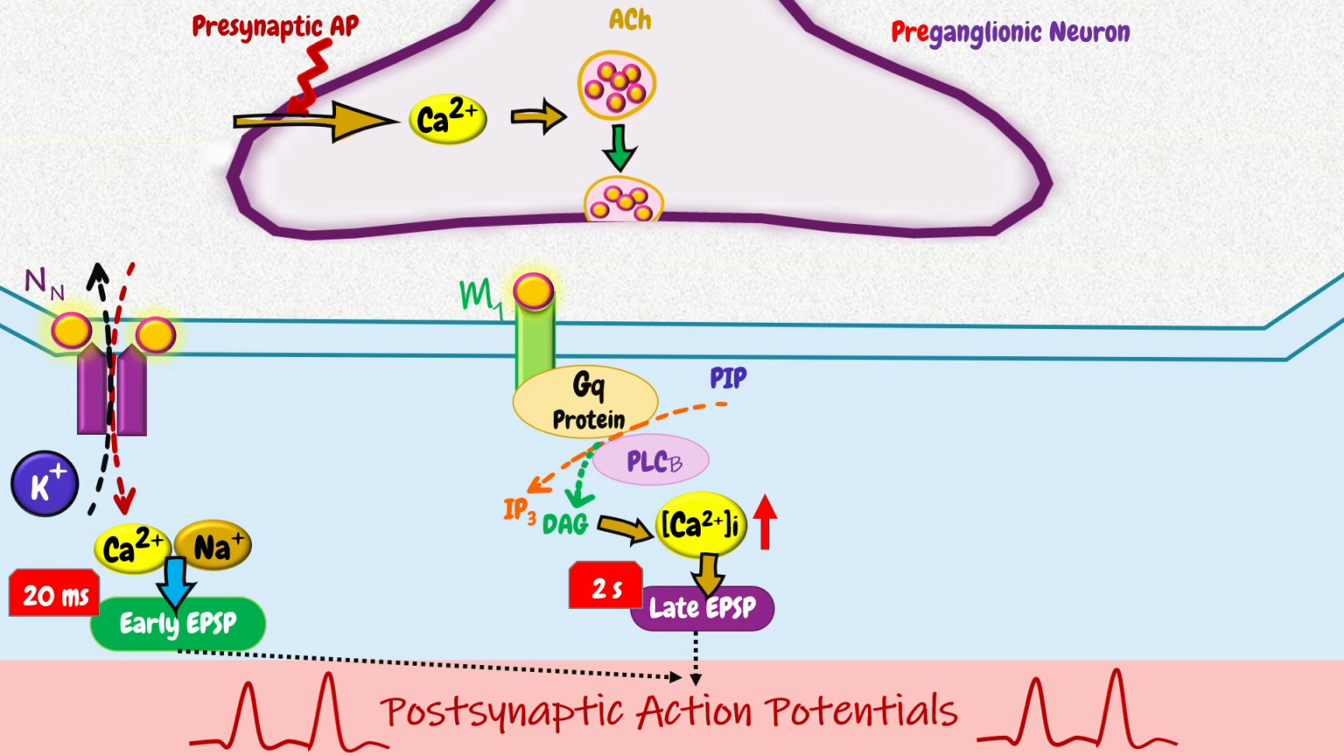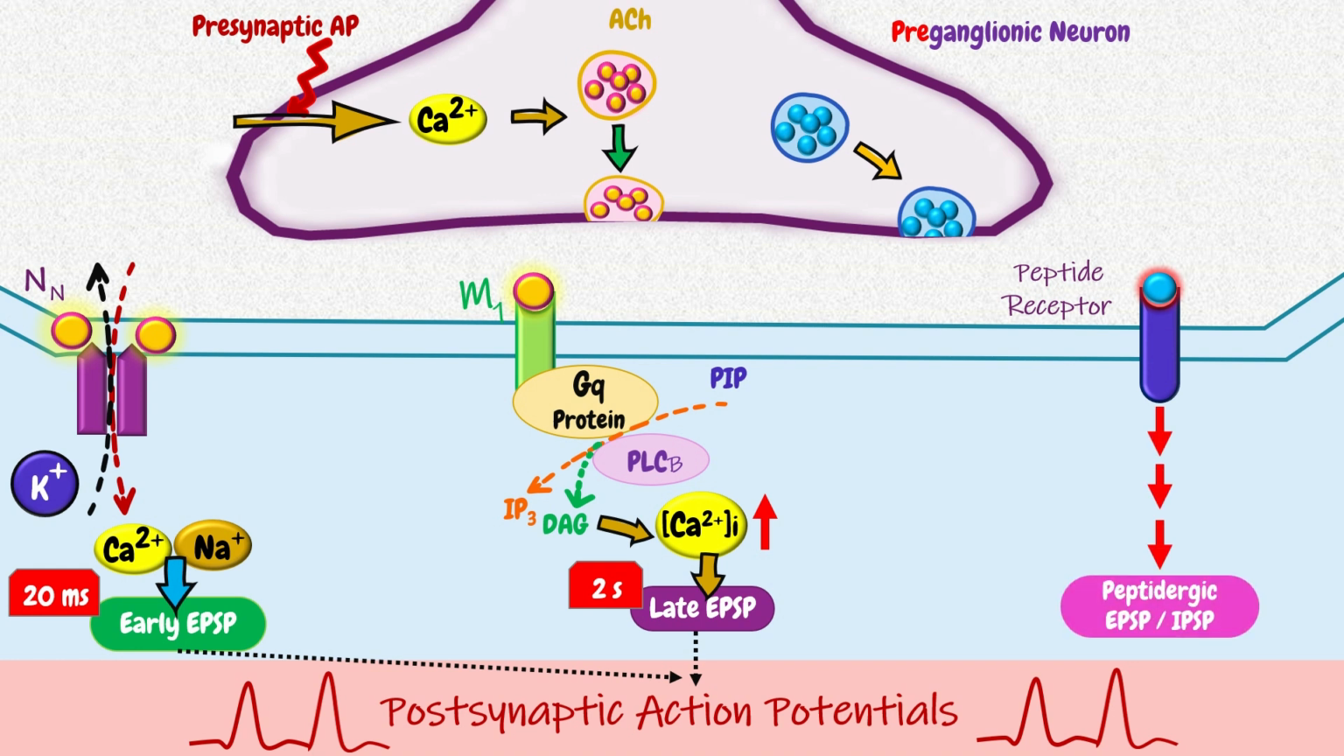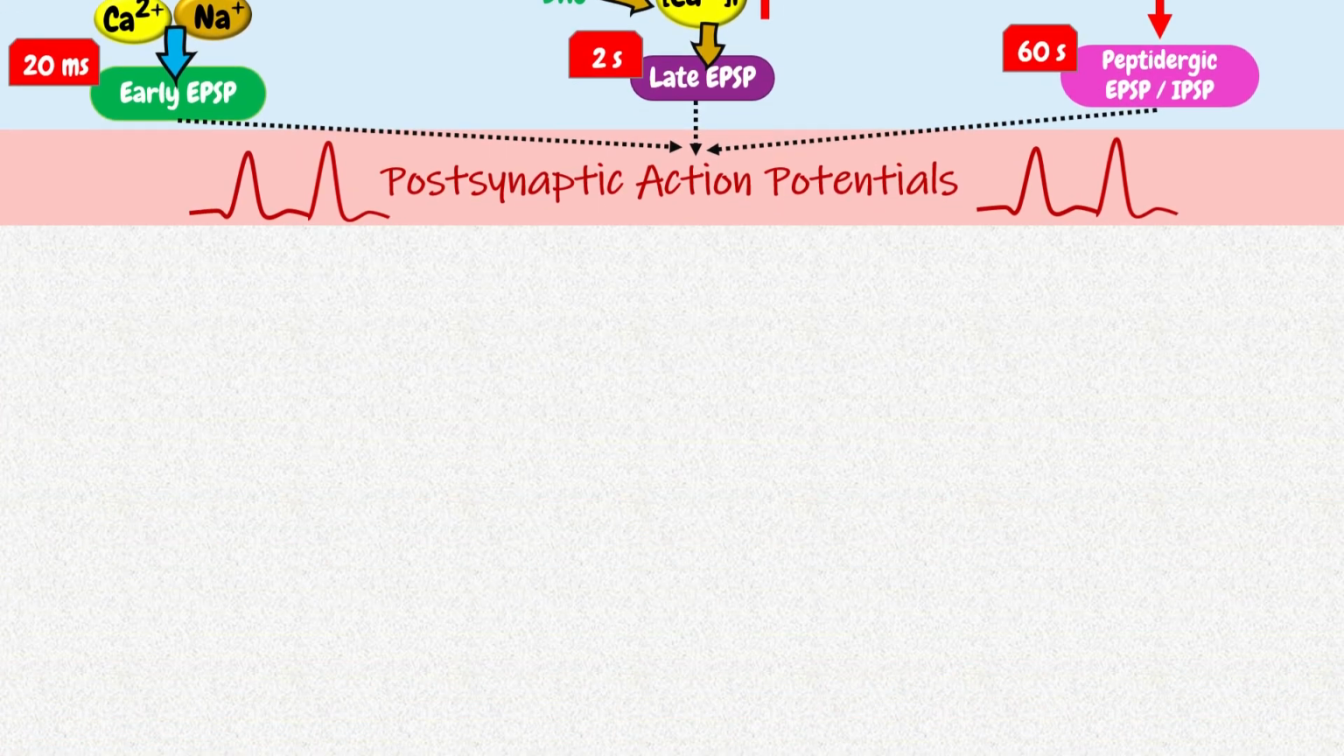Synaptic signal transmission is modulated by the late excitatory postsynaptic potential as well as by co-transmitting peptides. They are released and then bind to peptide receptors that trigger peptidergic excitatory postsynaptic potentials or inhibitory postsynaptic potentials at 60 seconds. Now let's understand cholinergic transmission in the heart through the M2 receptor.